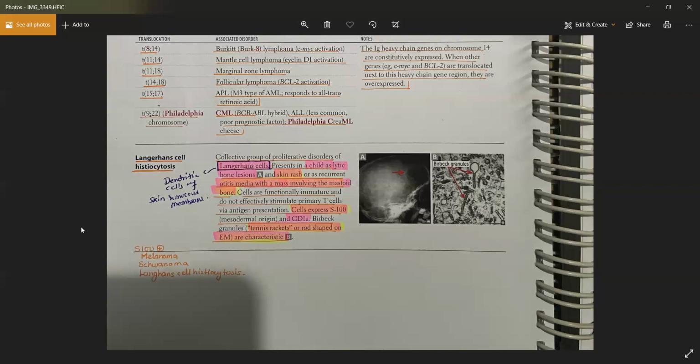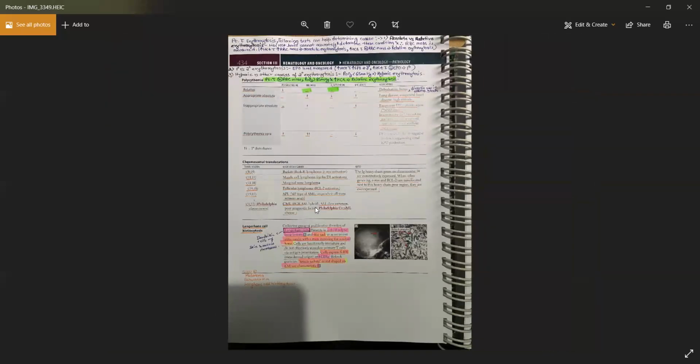So just two things about these cells. One is the Birbeck granules, and second is the S100 positive, and they're found in the skin. Any doubt on this page? No, thank you.